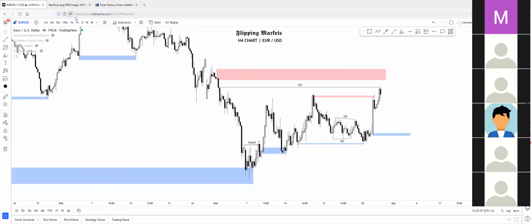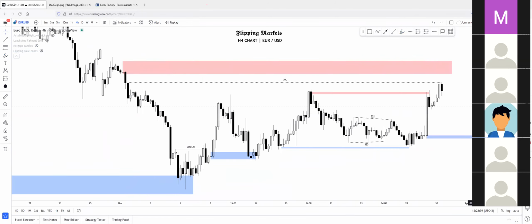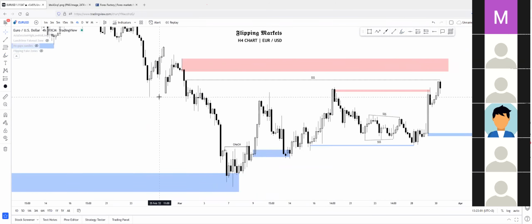Okay, so these are... I'm sorry, I have a question. You say when we draw a 4-hour order block, we go to the 15-minute time frame and wait for the change of character. That's correct?